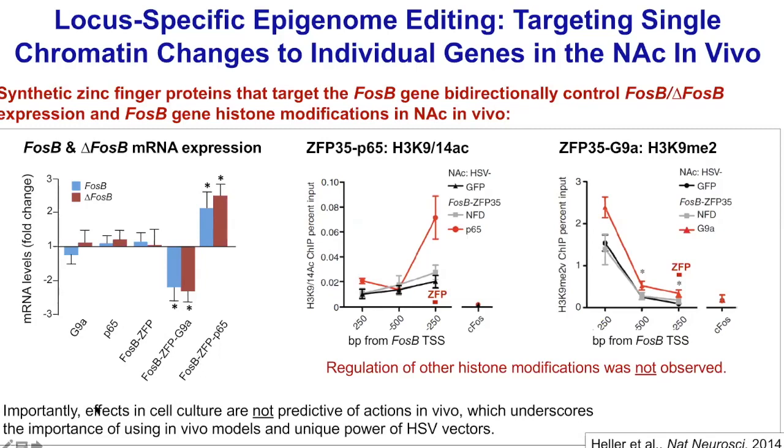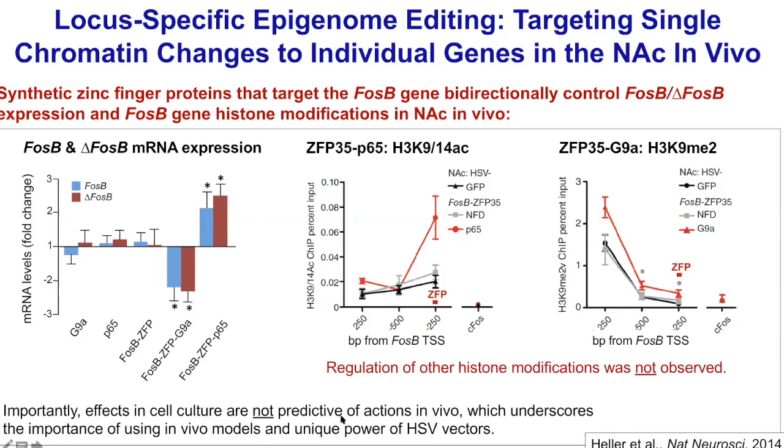When it was fused to this histone methyltransferase, she suppressed FOSB expression. When she fused it to this protein that increased histone acetylation, she increased FOSB expression. Those effects are shown here. We were able to show that these effects are specific to methylation, acetylation, not to other modifications. And importantly, the zinc finger protein that worked in vivo did not necessarily work in cell culture.